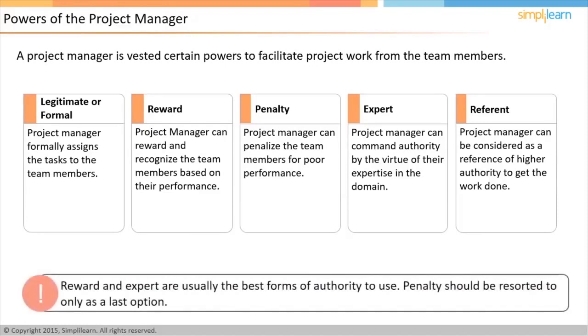Reward and expert are usually the best forms of authority to use. Penalty is the worst way of influencing and managing the team. A project manager should resort to this only as a last option.